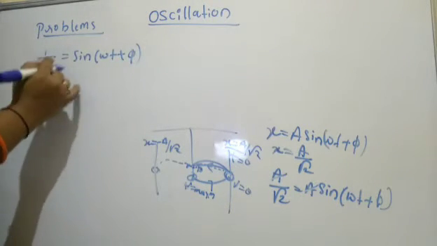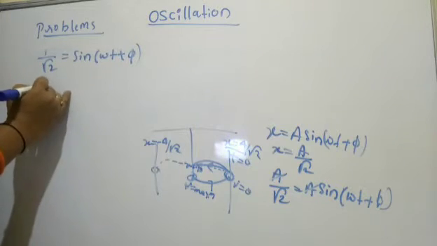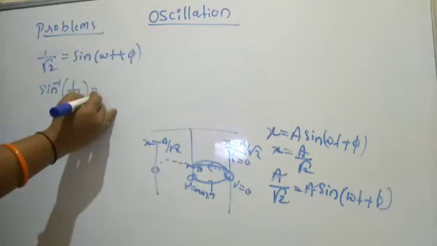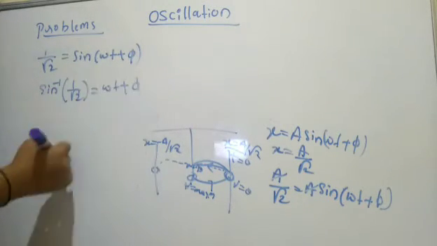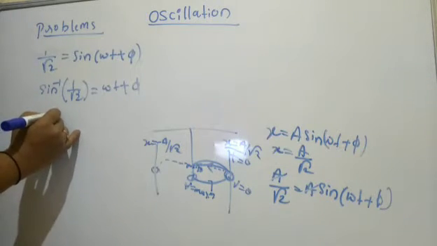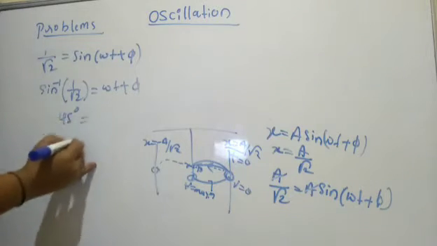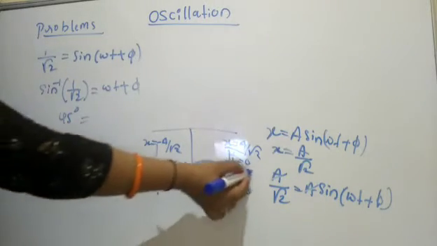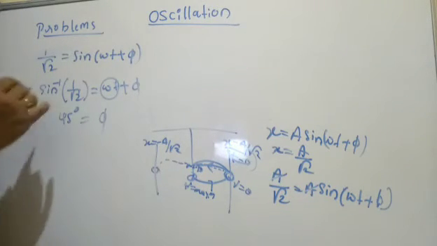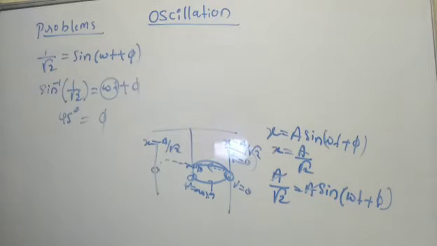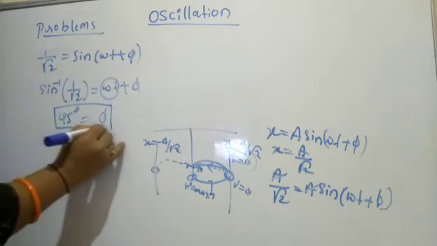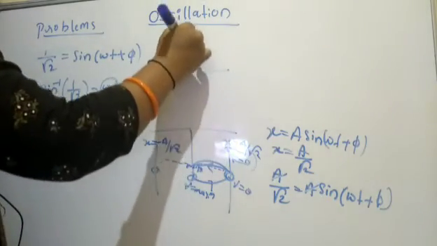So phi will come from the part: sine inverse of 1 by root 2 is equal to omega t plus phi. We can write sine inverse of 1 by root 2 as 45 degrees, and as t is equal to 0 initially, omega t will be 0. So phi will be 45 degrees. Let us go ahead with the allied angles here.